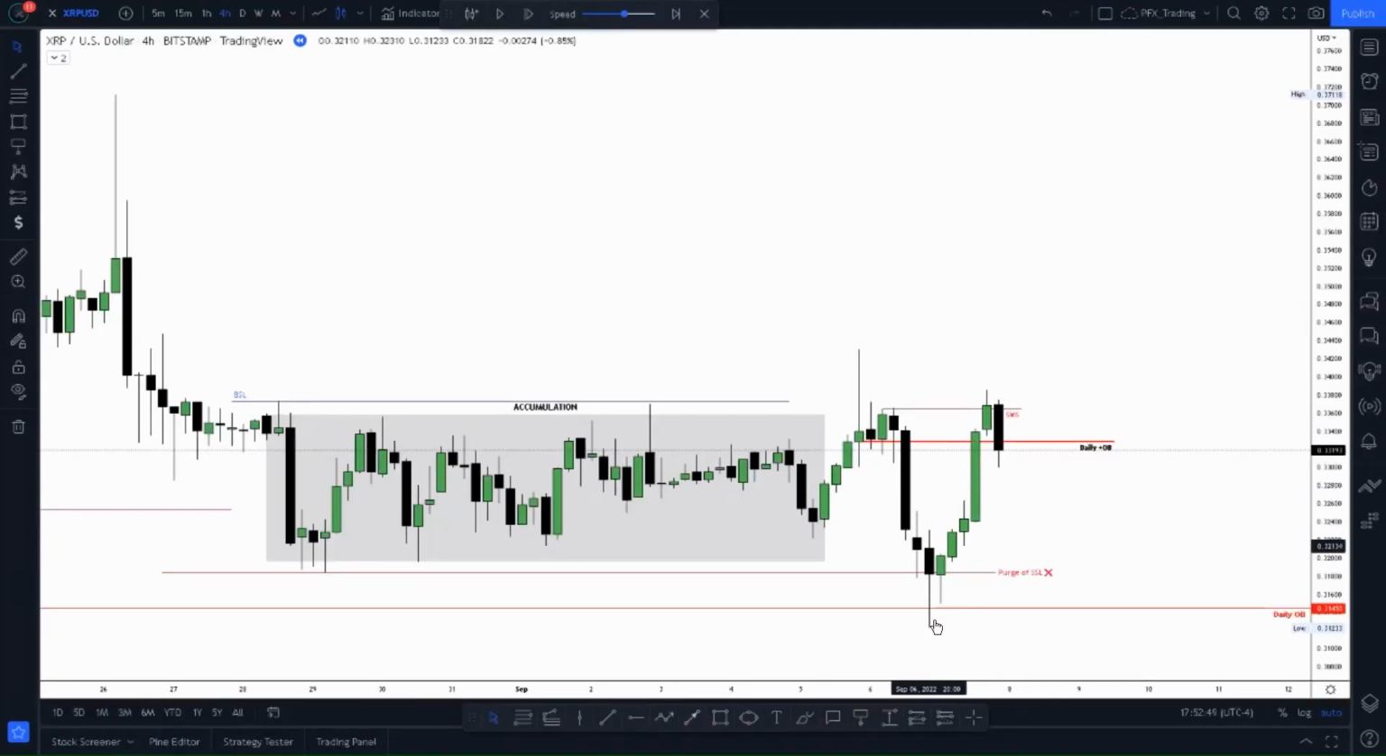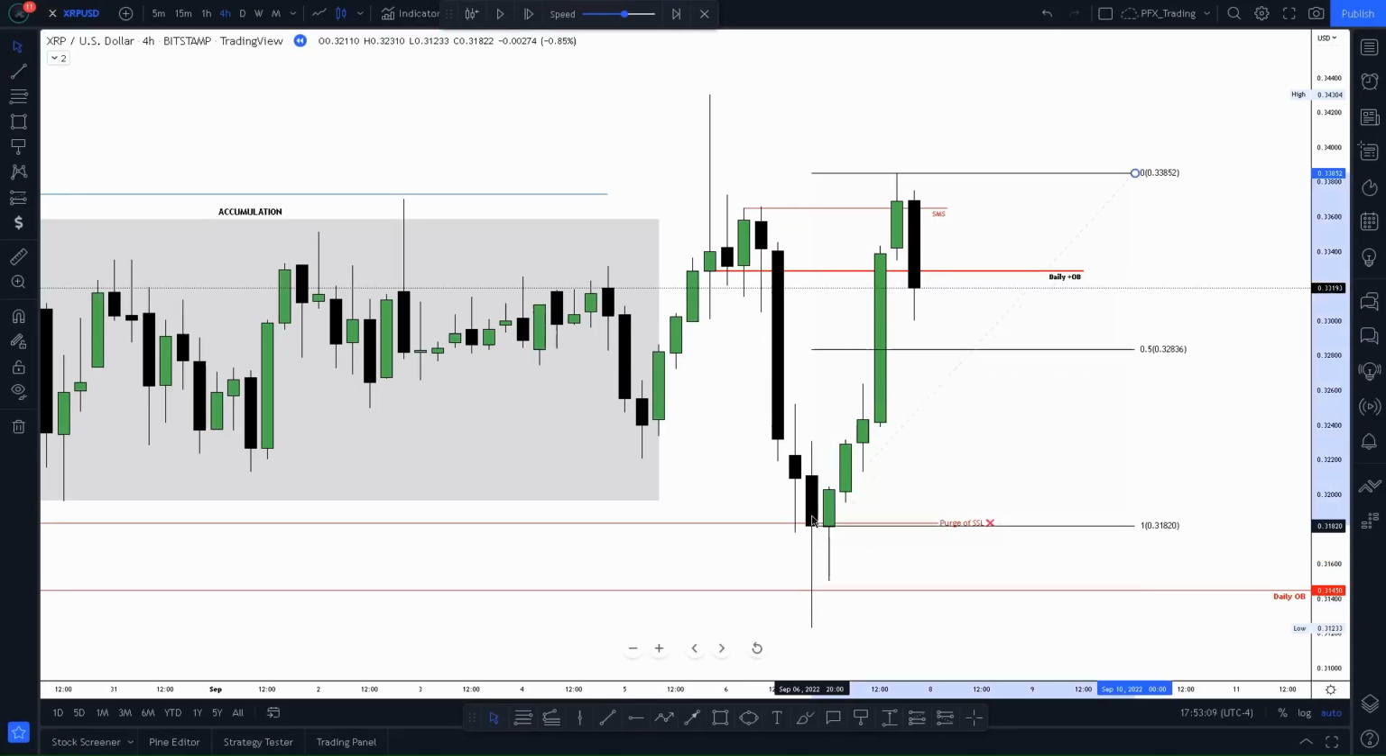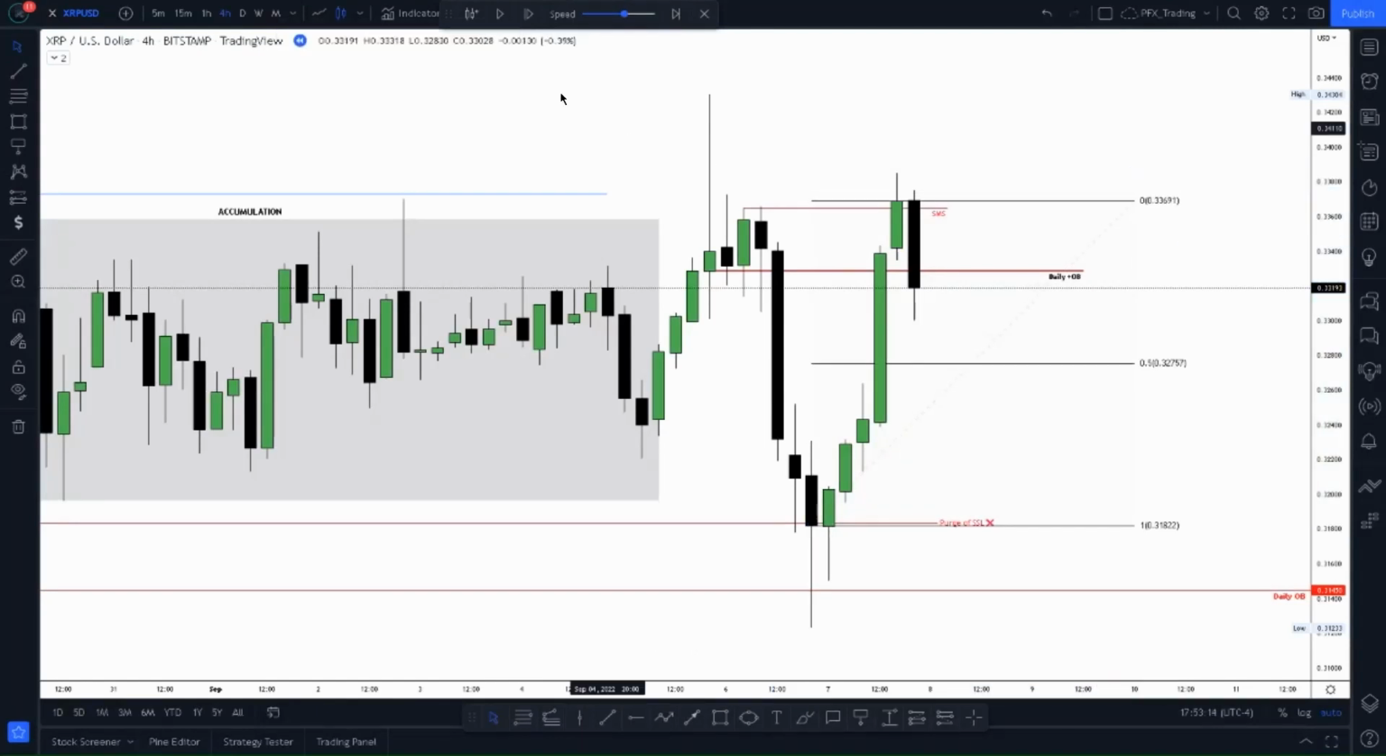After we get this purge of sell side liquidity, we wait on the shift in market structure, and rule number 3 is identify your fair value gap. This is a long wick right here. So I would elect to go with the bodies of the candles because, as you know, that is where the volume of the price action is. So I'm going to elect to go with the bodies of the candles.